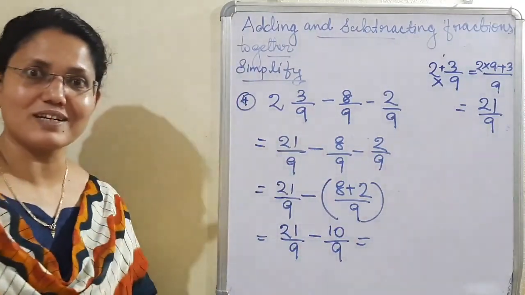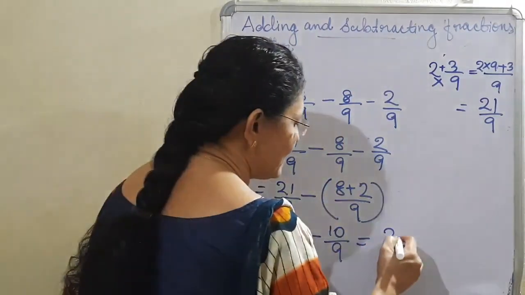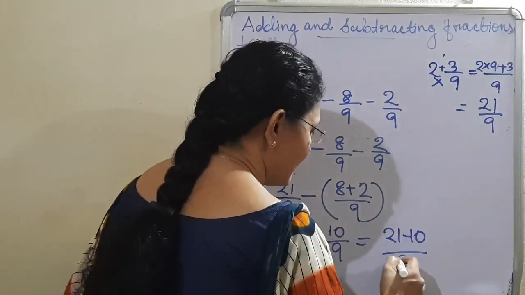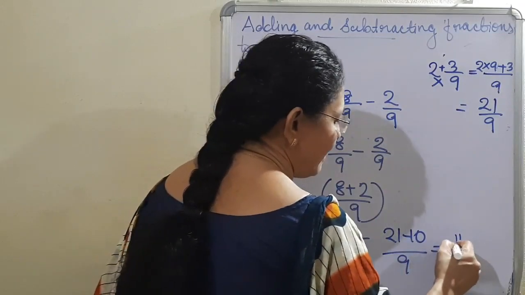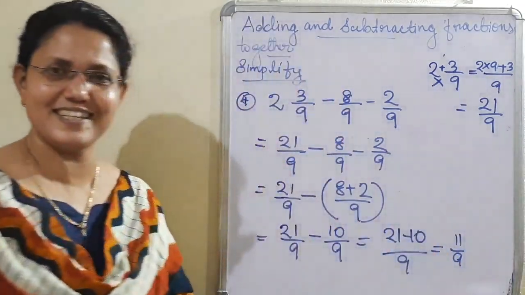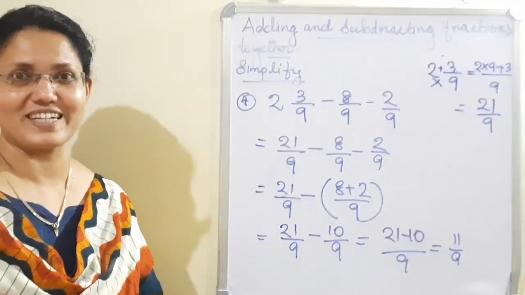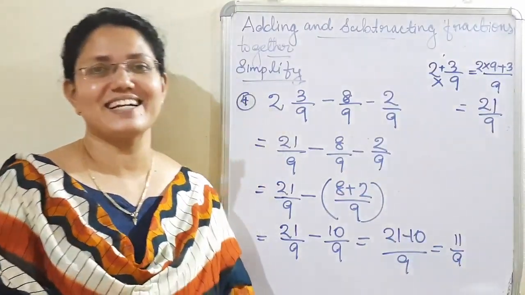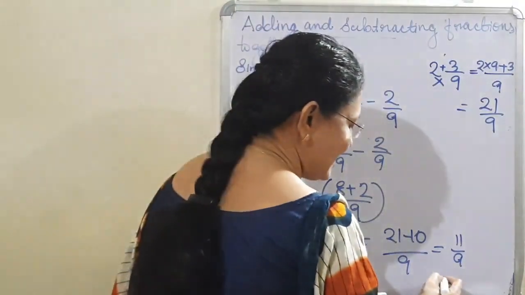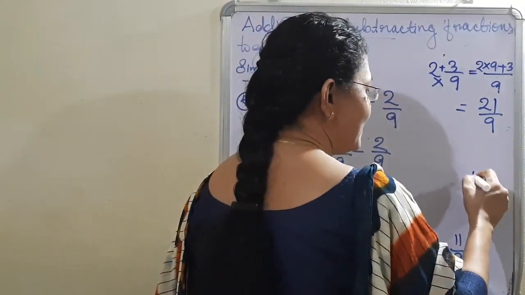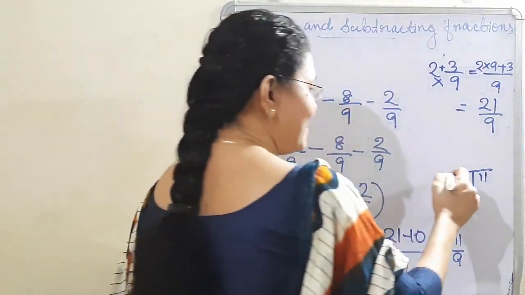Now, we can subtract it. 21 minus 10 by 9. What is 21 minus 10? 11 by 9. Which type of fraction is this? It is an improper fraction. Why? Numerator greater than denominator. We can write it as a mixed fraction also. How? Divide its numerator by the denominator.